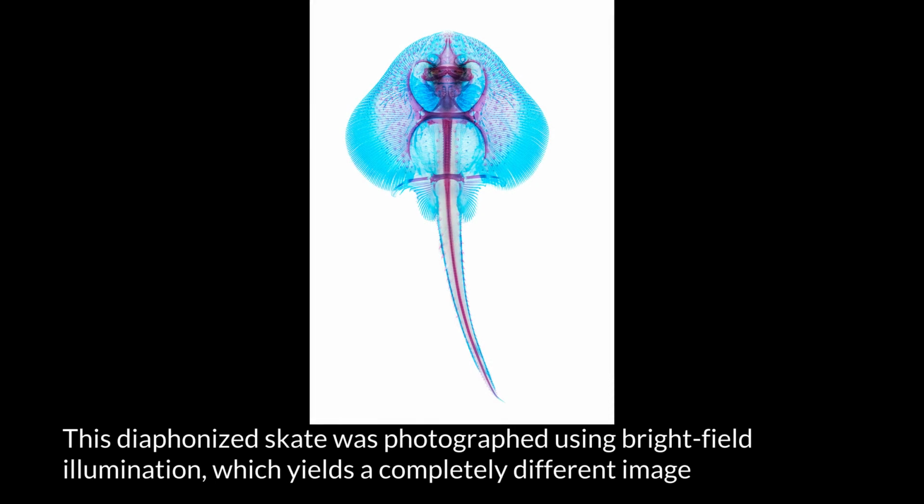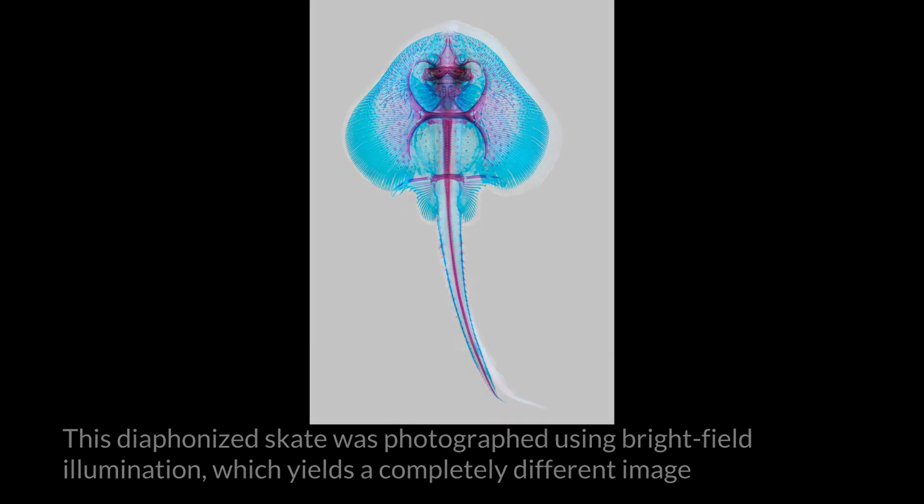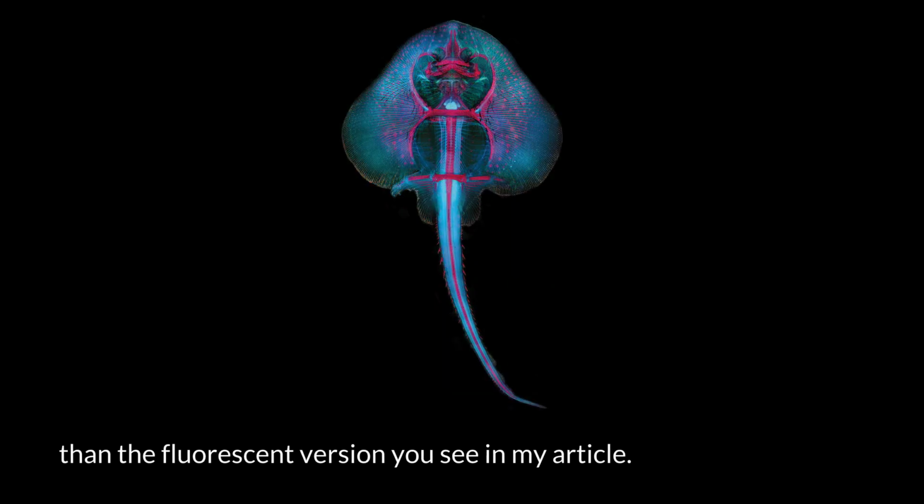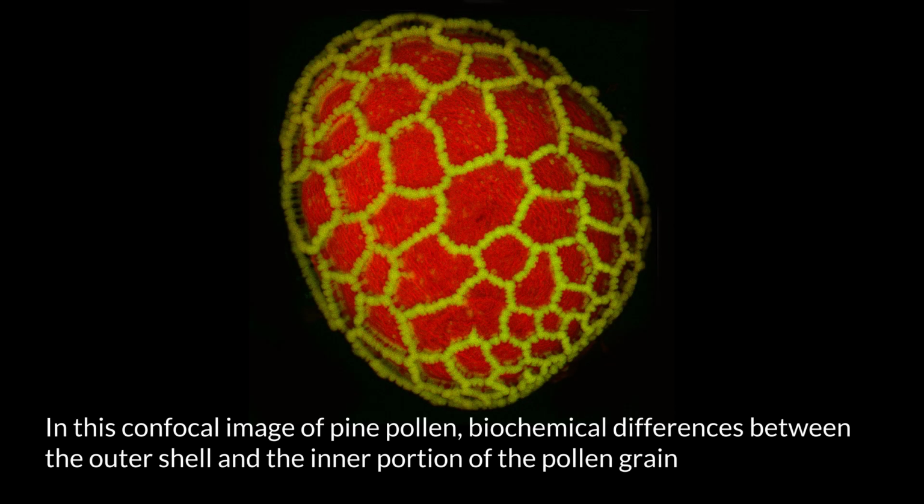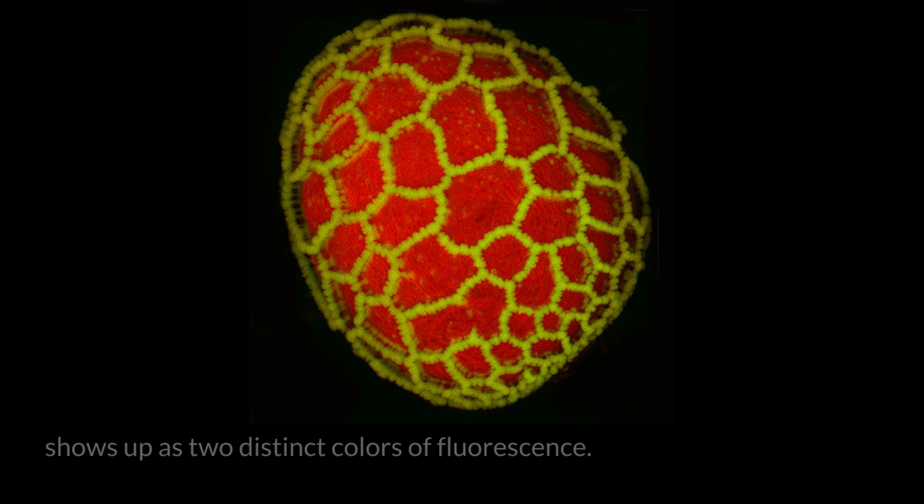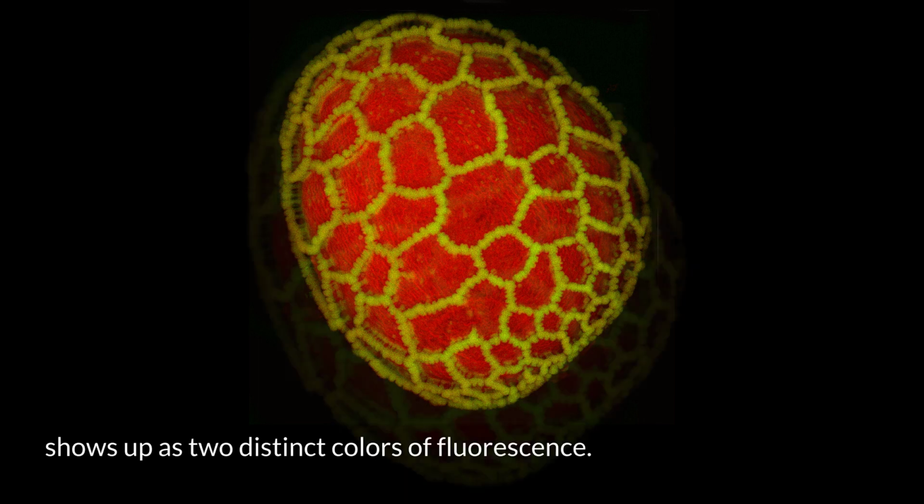This diaphanized skate was photographed using bright field illumination, which yields a completely different image than the fluorescent version you see in my article. In this confocal image of pine pollen, biochemical differences between the outer shell and the inner portion of the pollen grain show up as two distinct colors of fluorescence.